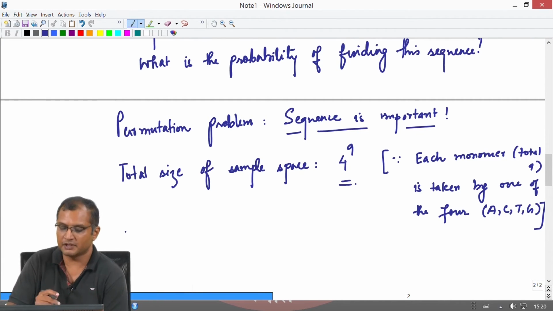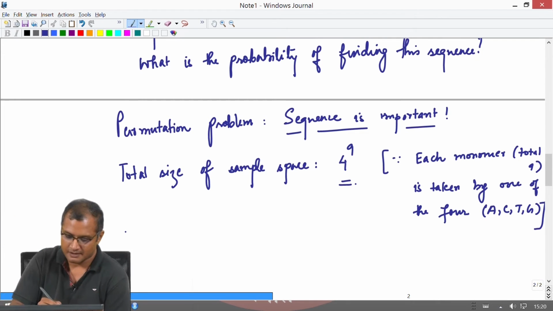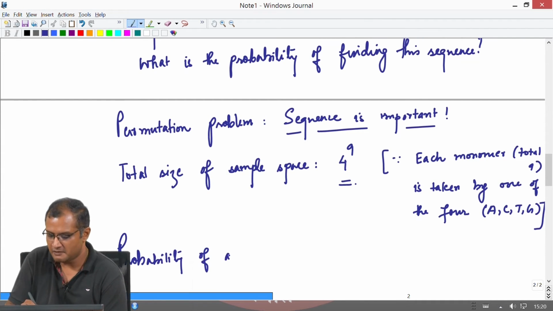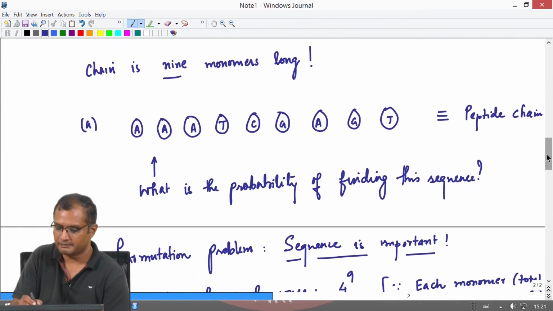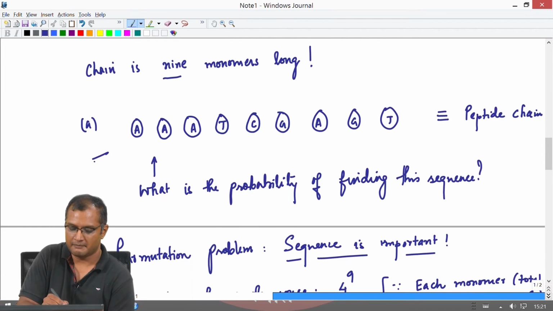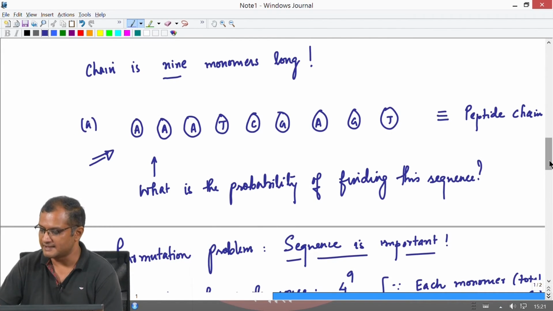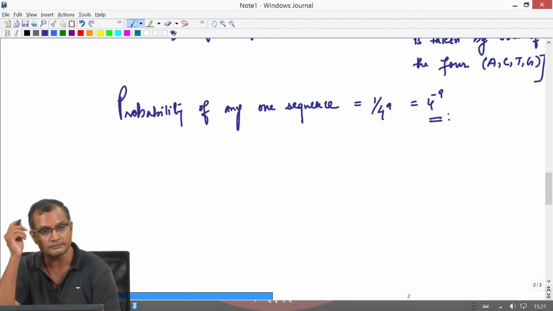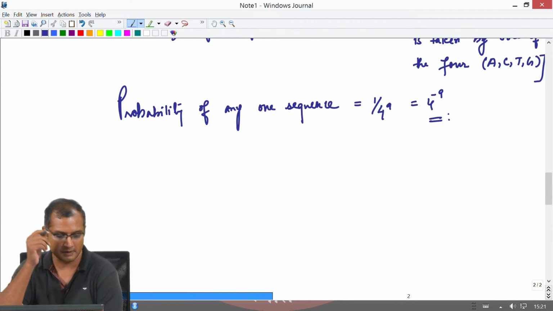And so, the probability of any one sequence, in this case the sequence mentioned here, is exactly 1 upon 4 to the power 9, or 4 raised to minus 9. That is the answer to your question.